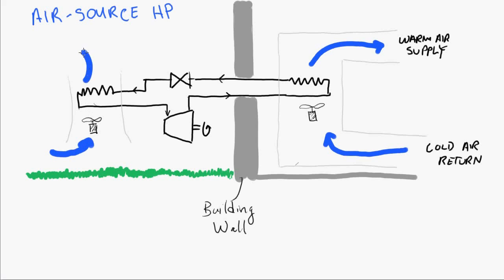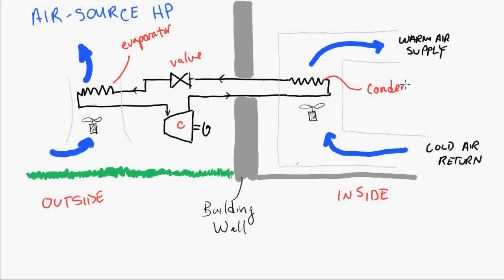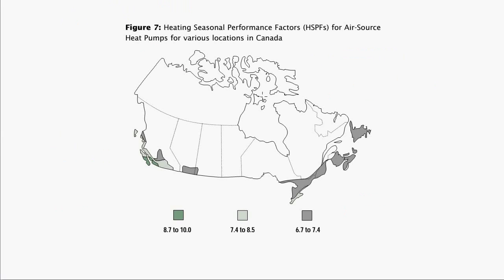On the outside of the building, air is circulated through the evaporator using a fan as shown here, and that's to draw in heat from the outside. We have that valve, evaporator there, and the condenser's on the inside of the building. So we have air on the outside, which is supplying the heat.